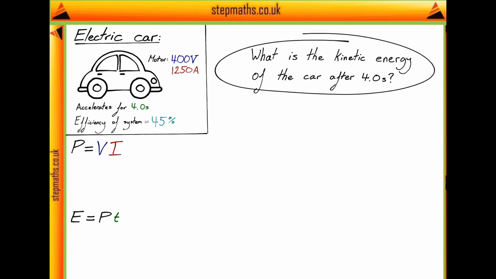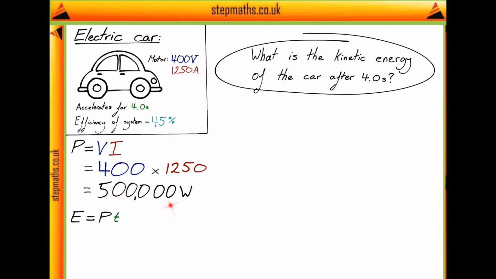So, first, let's try and find the power of the motor, which, as we said before, we do by multiplying the voltage across it by the current through it. So, this is our 400 volts multiplied by our 1250 amps, giving, after a small bit of calculation, a value of 500,000 watts.